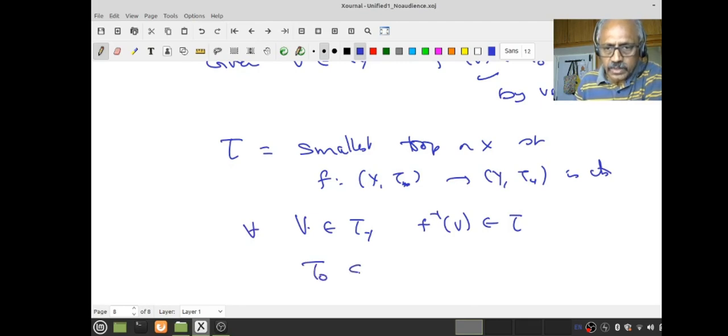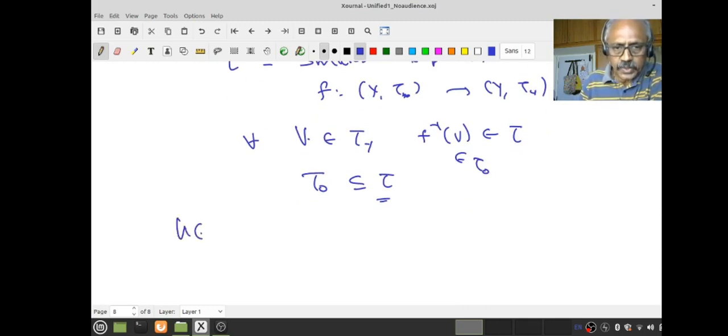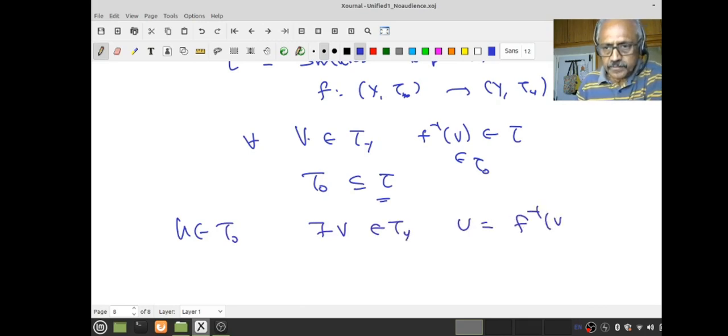That means my tau naught is contained in tau, because these elements are already in tau naught. Therefore, are you following? Given any u in tau naught, there is a v in tau y so that u is f inverse of v. You follow that? Now, since f is continuous with respect to tau topology, f inverse v must be an element of tau topology. But u was an arbitrary element of tau naught. We have shown that u belongs to tau. That means tau naught is contained in tau. Pause. Review. Proceed.